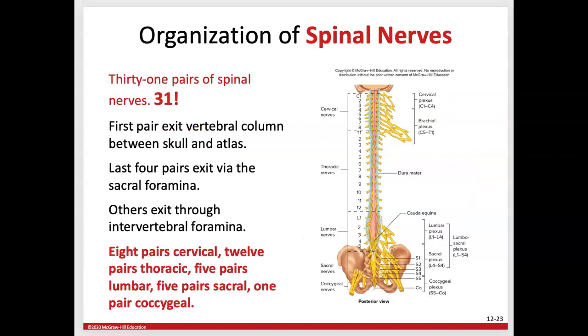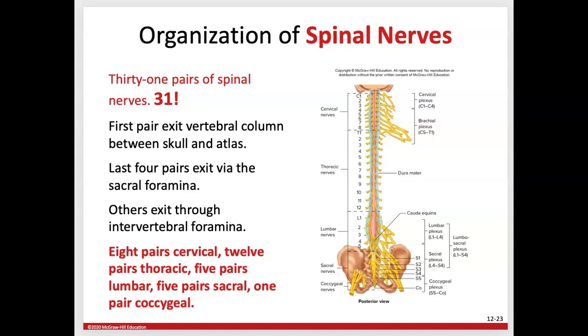All right, so organization of spinal nerves. It's really important that you remember we have 31 pair of spinal nerves. Notice how I made this bigger, hoping that you would remember that when we talk about cranial nerves, there's a different number of cranial nerves. Right now we're talking about the nerves coming off the spinal cord.